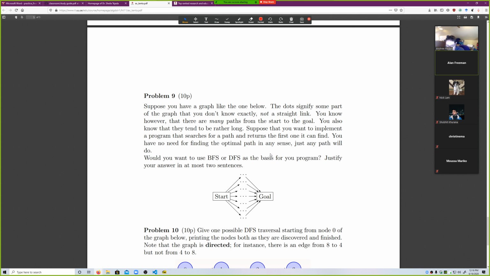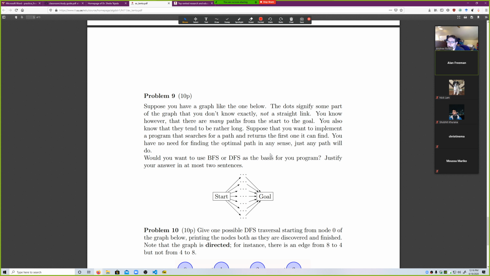DFS. Sorry, which one? DFS. Why? Because it'll go as far as it can until it reaches a dead end, and then backtrack. Right. So what would you say is the portion of the nodes it would hit? What's the worst case? How do you feel on average how many nodes it would hit? Maybe like 10%. 10%, 50%.